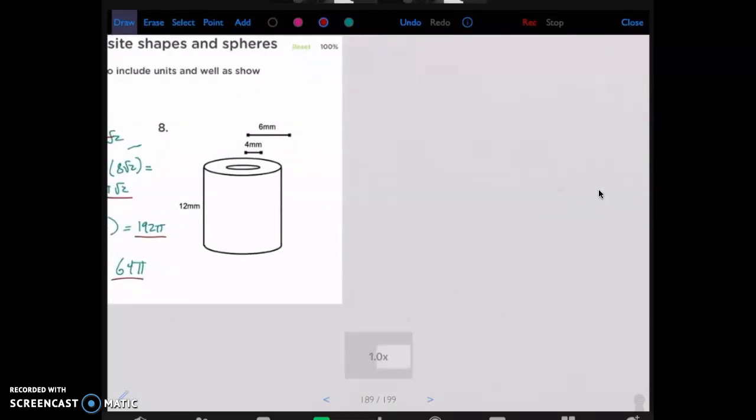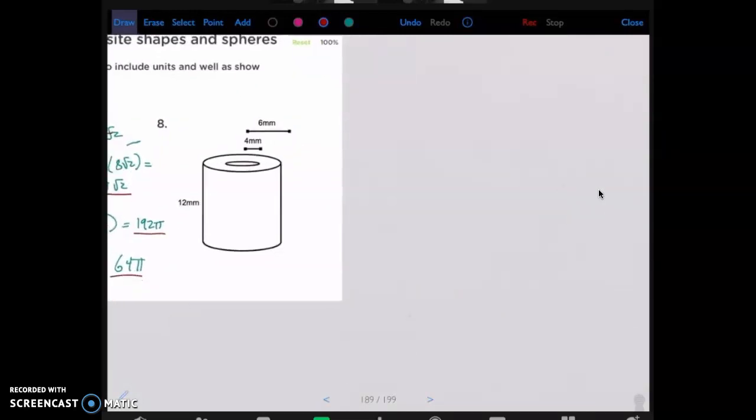8. Paper towel roll. So the paper towel roll is going to be made up of the inside rectangle, the outside rectangle, and then the 2 donuts. So let's find the surface area of the 2 donuts first. So the inside radius is going to be 4. The outside radius is going to be 6. So the donut is going to be pi r squared, 36 pi, minus pi r squared, 16 pi. That's going to be 20 pi. Times 2, because we have 2 of them. So the 2 donuts are going to be 40 pi.